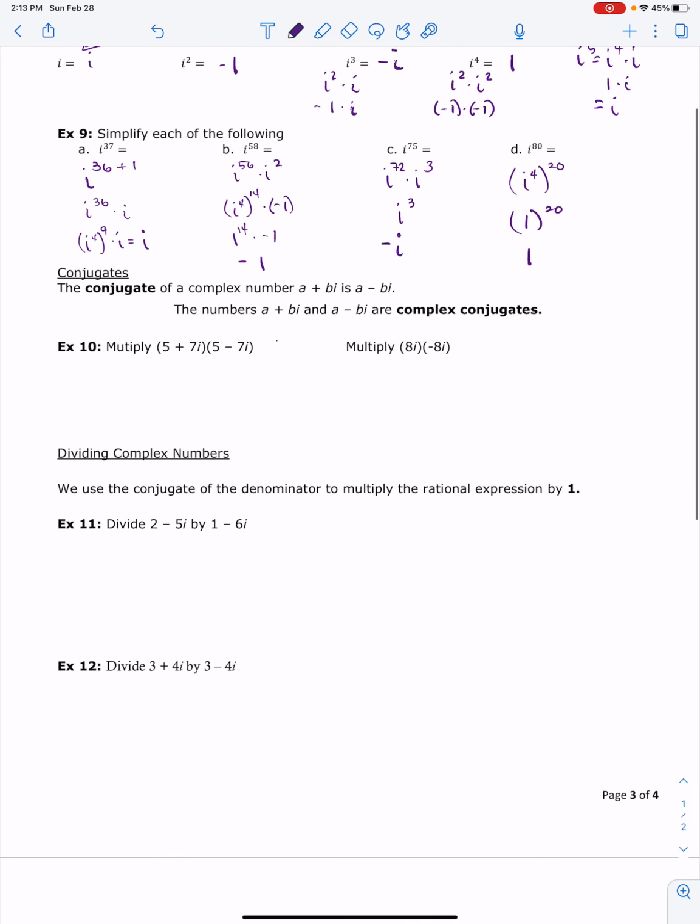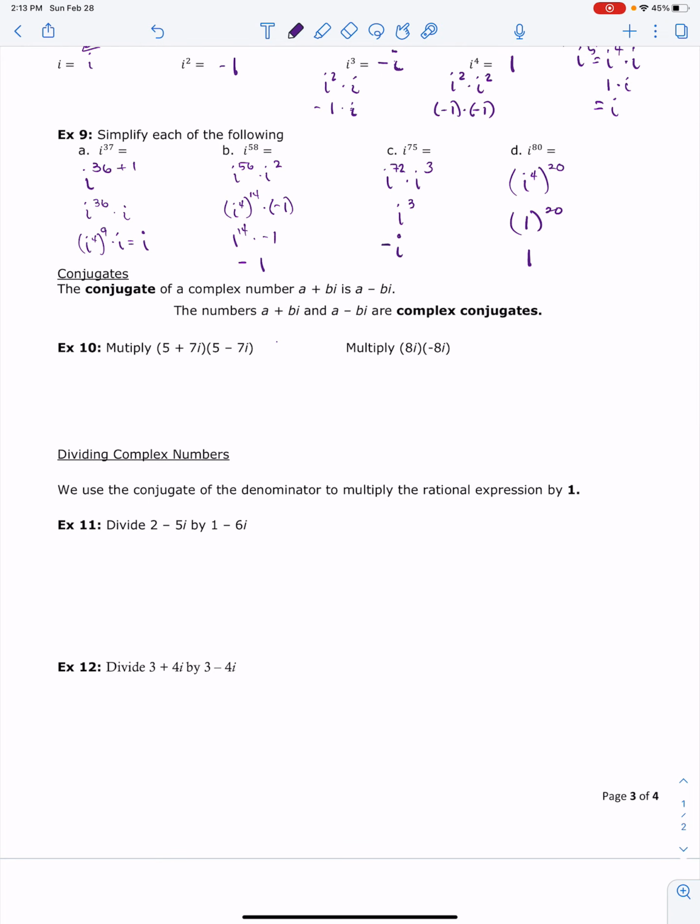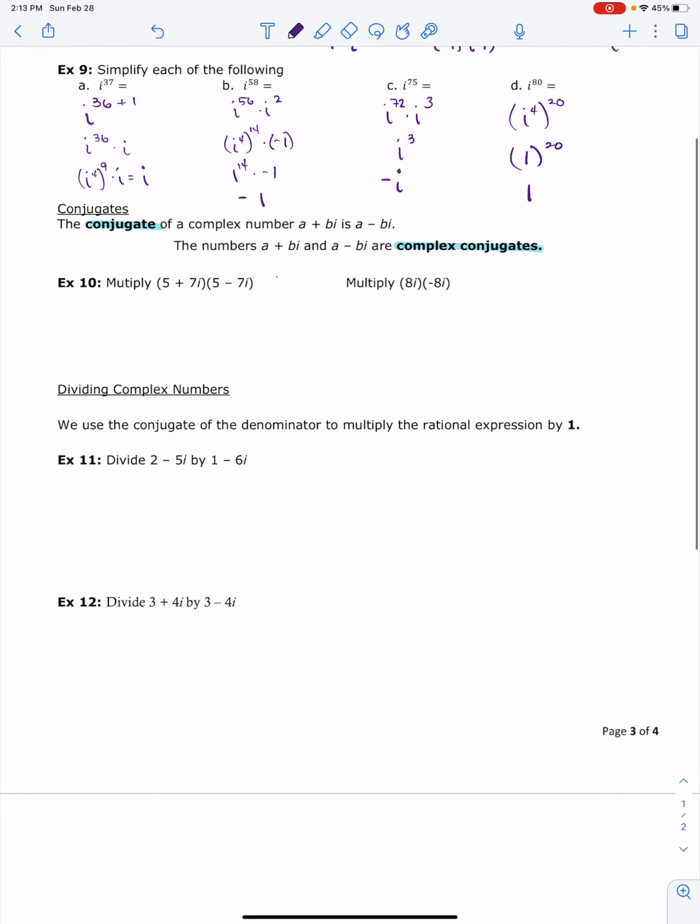One of the nicest things about working with complex numbers, and one of the most important points, is the conjugate. The conjugate of a complex number, a plus bi, is a minus bi, and we call those two binomials complex conjugates. Something special happens when we multiply a complex number times its conjugate, so let's use the FOIL method and figure that out here.